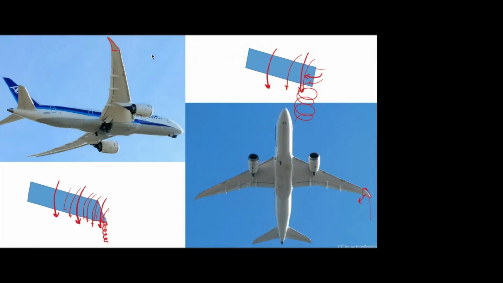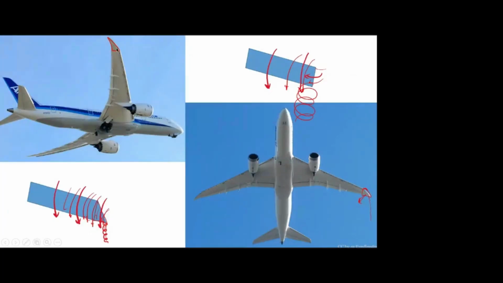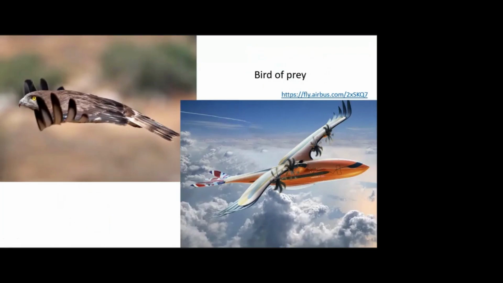Yes, sir. Okay, so compared to the conventional, we can get the additional lift also. So we are going for these raked winglets, and this is just the eagle with its winglets. Actually, this is the new design of the Airbus Bird of Prey. So they are trying to simulate this same shape in the new design. You can get this from the Airbus site.